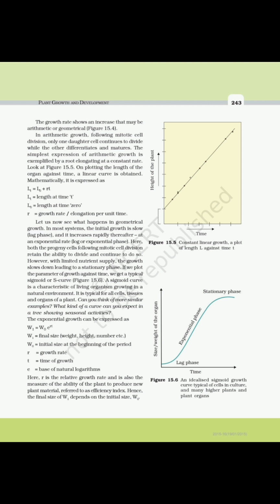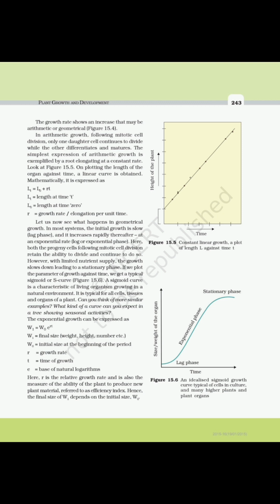Let us now see what happens in geometrical growth. In most systems, the initial growth is slow, the lag phase, and it increases rapidly thereafter at an exponential rate, the log or exponential phase. Here, both the progeny cells following mitotic cell division retain the ability to divide and continue to do so. However, with limited nutrient supply, the growth slows down, leading to a stationary phase. If we plot the parameter of growth against time, we get a typical sigmoid or S-curve.